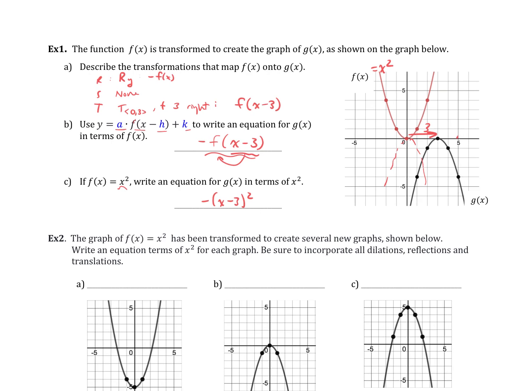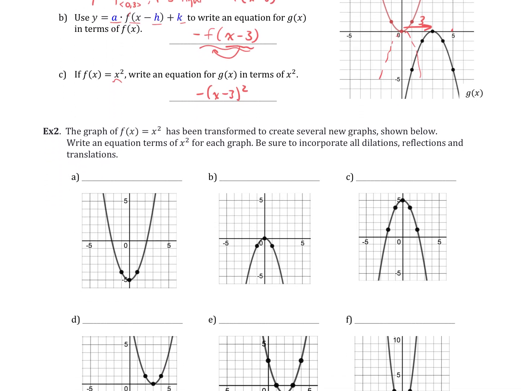Okay. This has been transformed for several new graphs. Let's rewrite these in terms of x squared. So this is basically like doing the last thing we just did. I think the best thing to do is just do a bunch of these so you can see what's going on. So this took the regular x squared and just moved everything down 5.